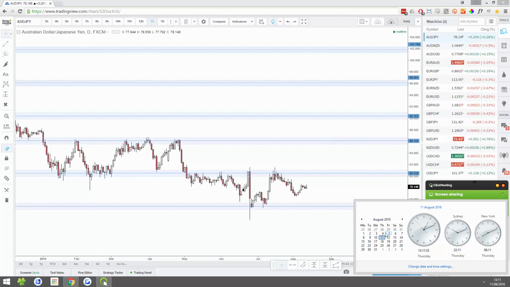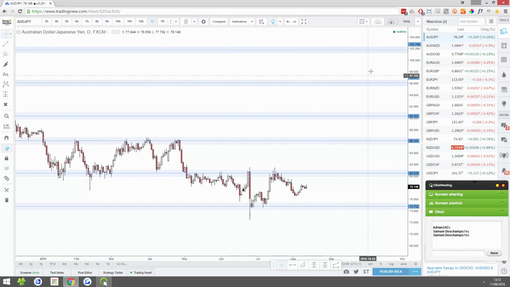Today is Thursday, the 11th of August 2016, and the time is 13:11 here in the UK. You're looking at an AUDJPY daily chart, and in today's analysis, we're going to be looking at almost every pair on this list, and we're going to be looking at each time frame for these pairs.